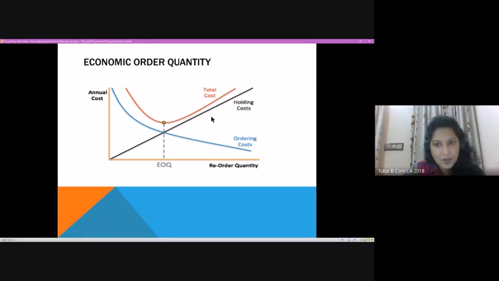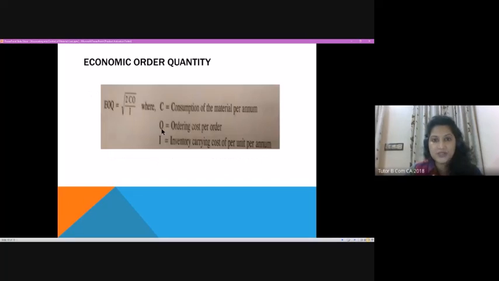So here, this is the holding cost line, this is the ordering cost line. So we are trying to compute this point through a formula. What is this point? What is the level of quantity which needs to be ordered at a time? That's what we compute through this formula. So, just by seeing it you can learn it easily.